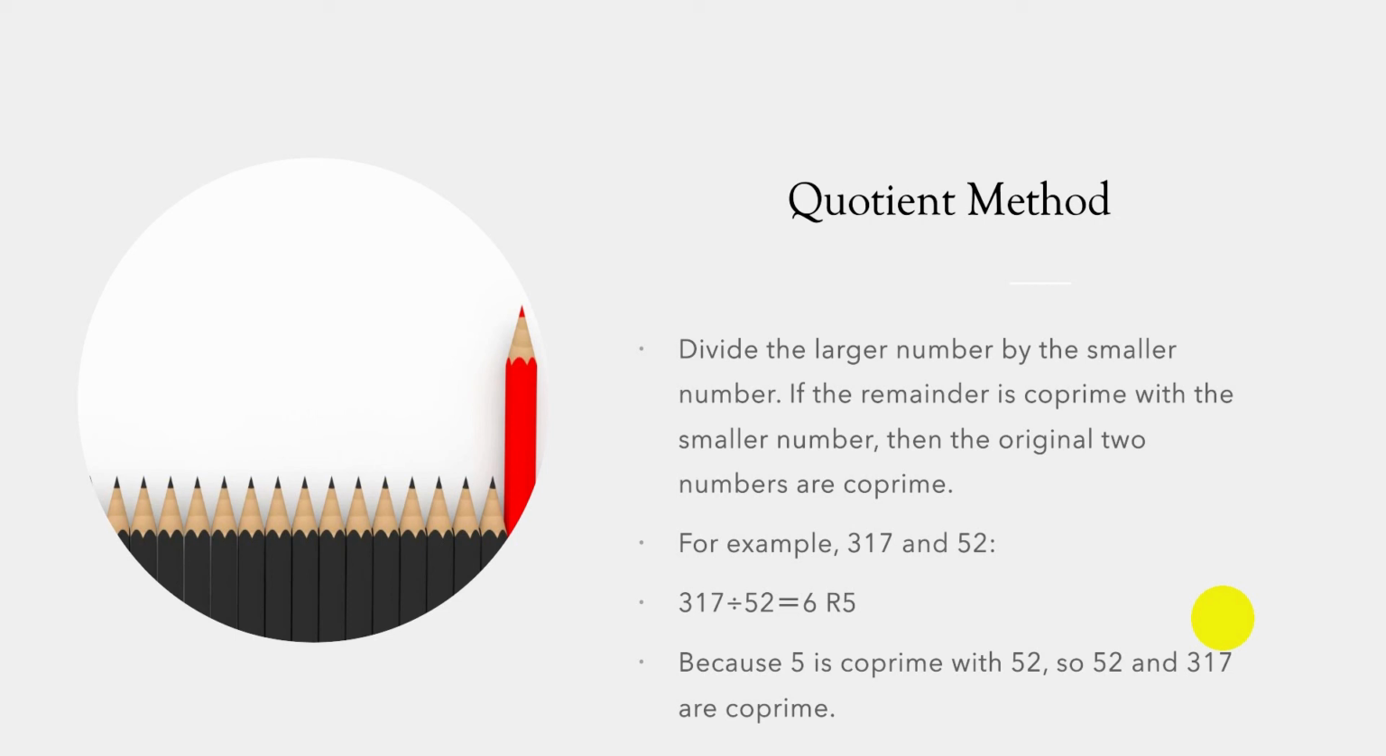For example, 317 and 52. When we divide 317 by 52, we get 6, remainder 5. So we compare the remainder with the smaller number. So 5 is coprime with 52. So 52 and 317 are coprime. Those are the methods for determining if two numbers are coprime.